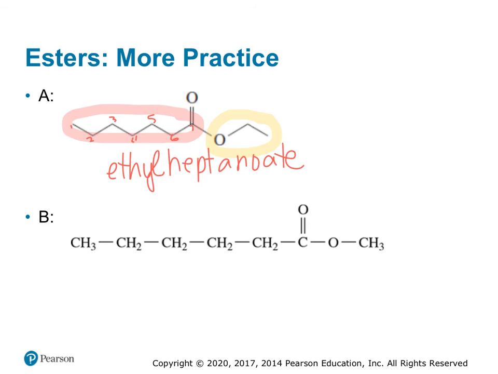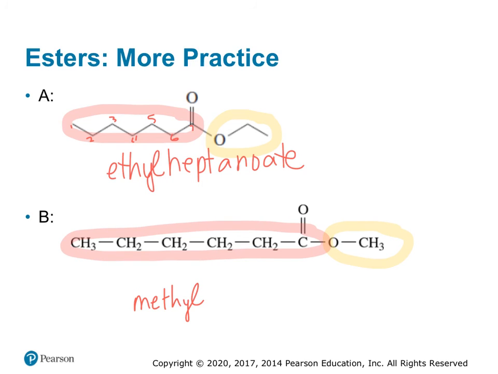So then looking at the second one, here again is our alkyl group. So that becomes a methyl. And then here is my carboxylic acid part. Counting its carbons, I've got 1, 2, 3, 4, 5, 6. 6 carbons. So that is hexanoic acid. So it becomes hexanoate.